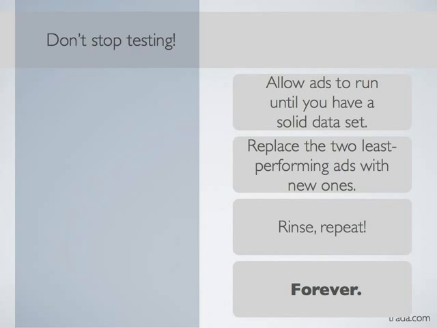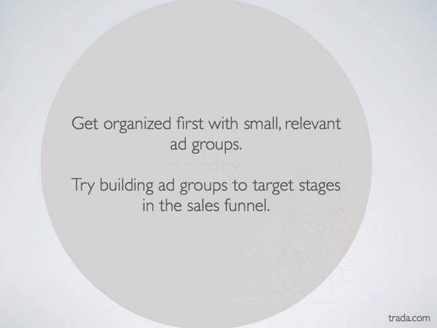So let's do a quick little review here. First of all, get organized. It all begins with these small, relevant ad groups. This not only helps your quality score, it also allows you to be able to target buyers so specifically, from stages in the sales funnel to different types of offers. There are so many different ways that you can break down your ad groups, and keeping them small and relevant is always the first step to having great ads.